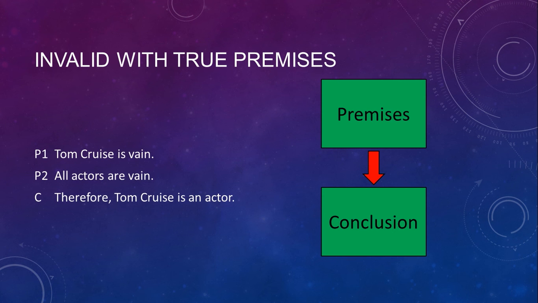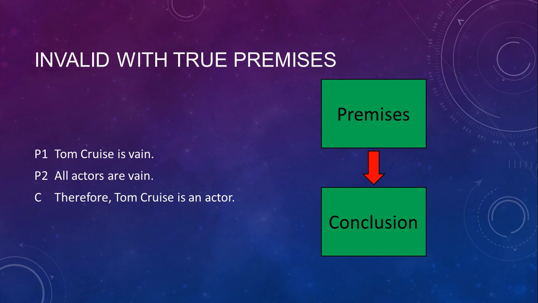So maybe a different example would help here. So try to think of a different one. So, this object has flat sides. All squares have flat sides. Therefore, this object is a square.